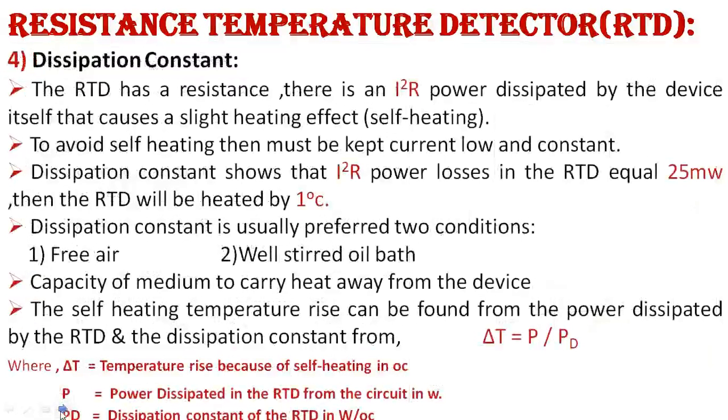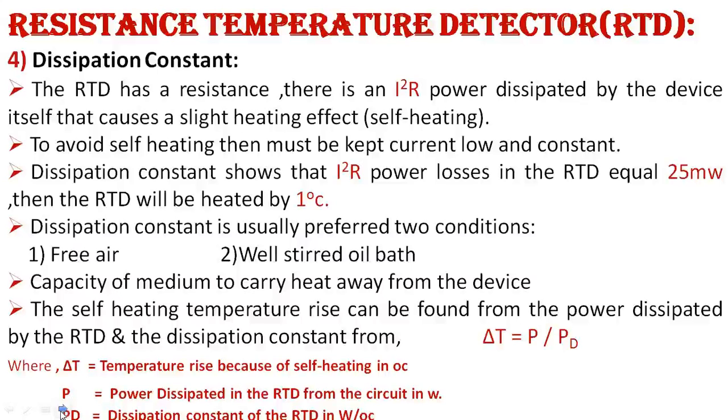The next characteristic of the RTD is the dissipation constant. The RTD has a resistance, and the I²R power dissipated by the device itself causes a slight heating effect, that is self-heating. To avoid self-heating, the current must be kept low and constant. A dissipation constant of 25 milliwatt means that if I²R power losses in the RTD equal 25 milliwatt, the RTD will be heated by 1 degree Celsius.